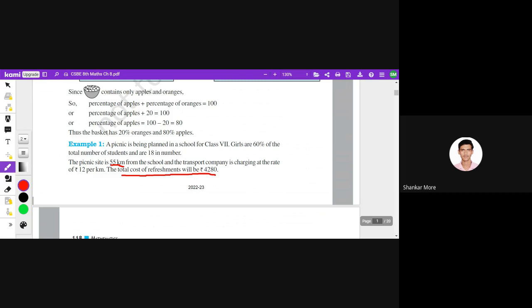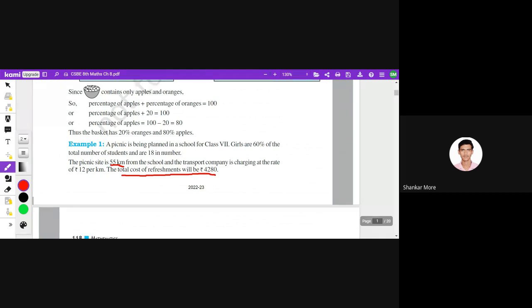1 किलोमीटर के लिए अगर 12 रुपए चार्ज कर रही है ट्रांसपोर्ट कंपनी, तो 100 किलोमीटर के लिए कितना चार्ज करेगी स्टूडेंट्स? 1200. Yeah, exactly. But the distance is not only 100 kilometer, it is 10 more than that, right? 10 more than 100, so that is 110.